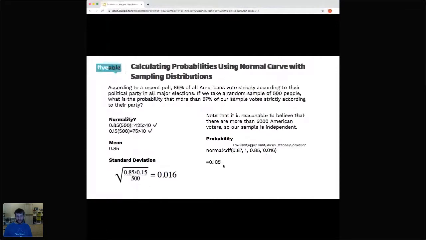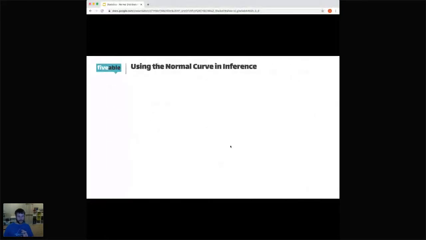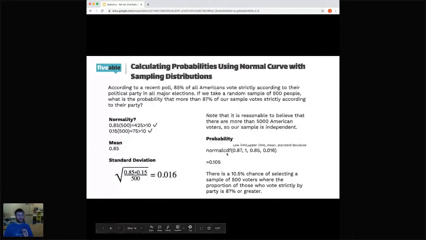There is a 10.5% chance of selecting a sample of 500 voters where the proportion of those who vote strictly by party is 87% or greater. So we're looking at what's the chance that our sample is 87% or greater, not just one voter, but all samples. So this right here is calculating, looking at all possible samples of 500 and seeing how that would play out.